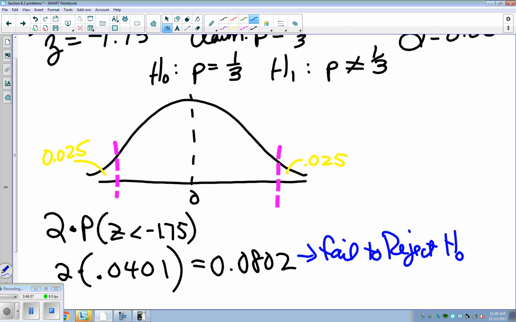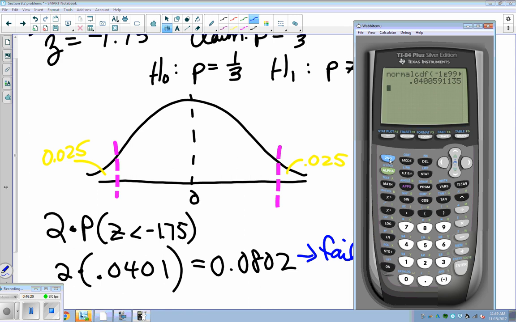So now I've done it by my p-value method. But I want to find my critical values. I want to know, what is my z right here? What is my z right here? That's the critical value method. You're going to get the same result. Fail to reject.